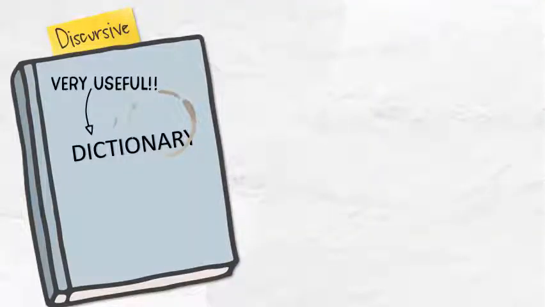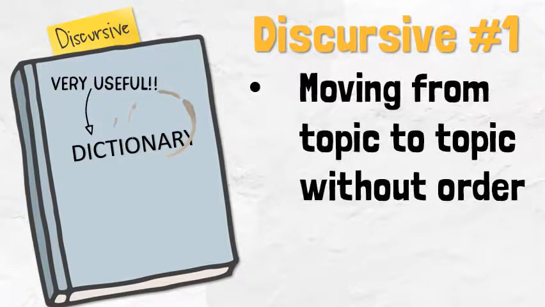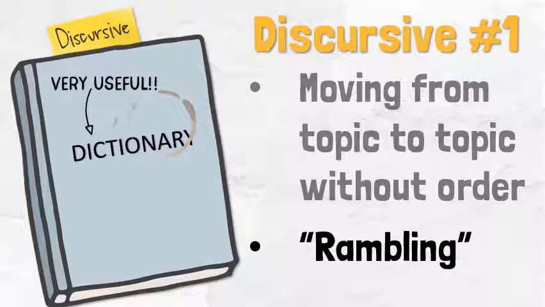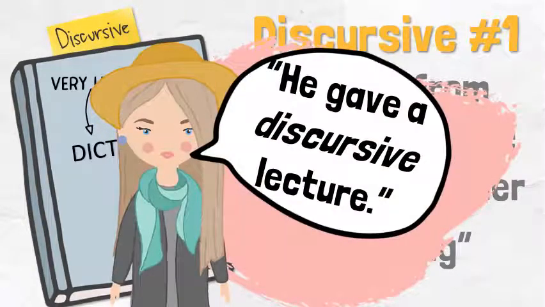Now, in order to help us understand this idea of discursive, we're going to look at what the dictionary says about this. So the first definition that I found is that discursive means simply moving from topic to topic without order. In a sense, it's like you're rambling. So in some contexts, discursive very much means this idea of rambling or wandering. For example, he gave a discursive lecture.